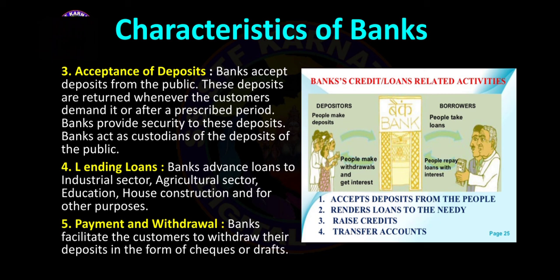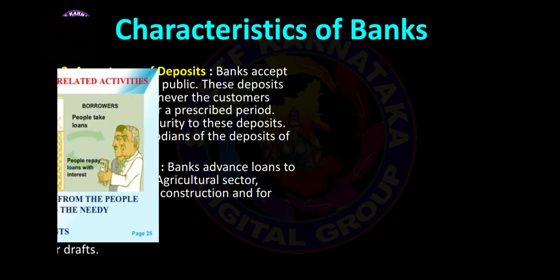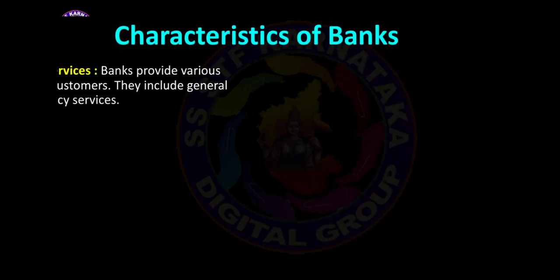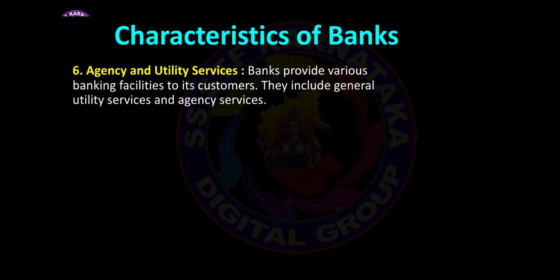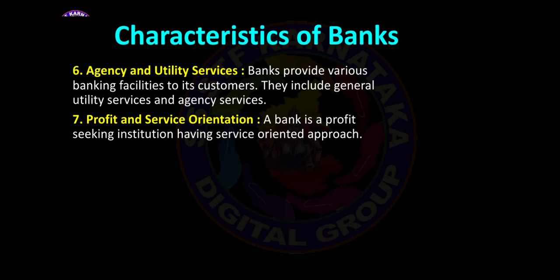Okay, then next we'll go to the sixth characteristic of a bank, that is agency and utility services. Banks provide various banking facilities to their customers. They include general utility service and agency service. Profit and service orientation: a bank is a profit seeking institution having a service oriented approach. So here the first one is agency and utility service.